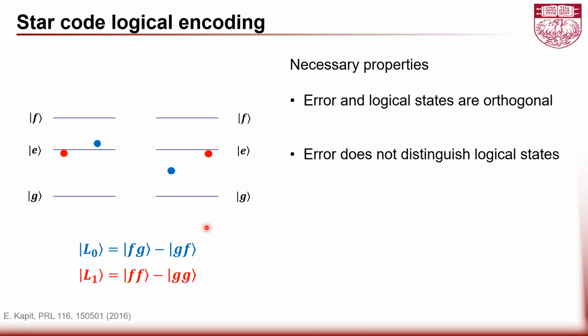The second thing is that you have to make sure that the error does not distinguish your logical states, so that the error will not distort your Bloch sphere. In this case, if you have a single photon loss error in the system, you have to have the same average photon number between all of your logical bases. For L0 and L1 in the star code, they have the same average photon number too, so they satisfy this requirement.